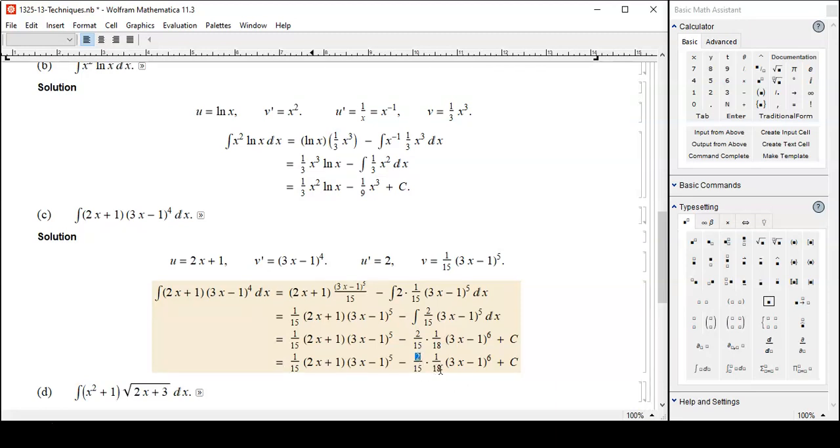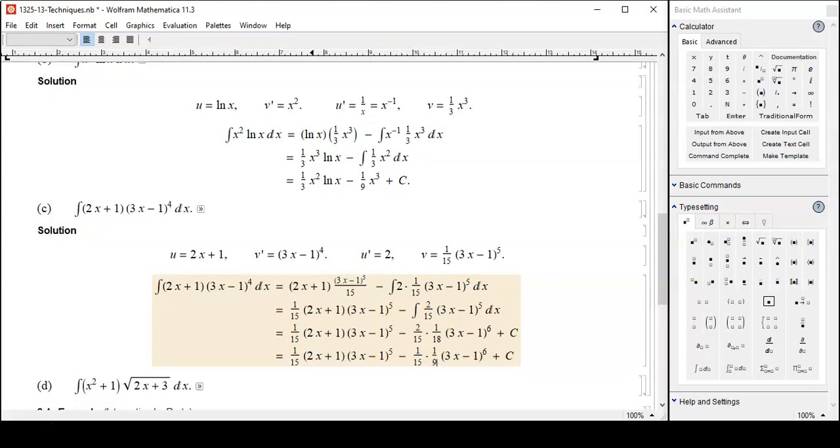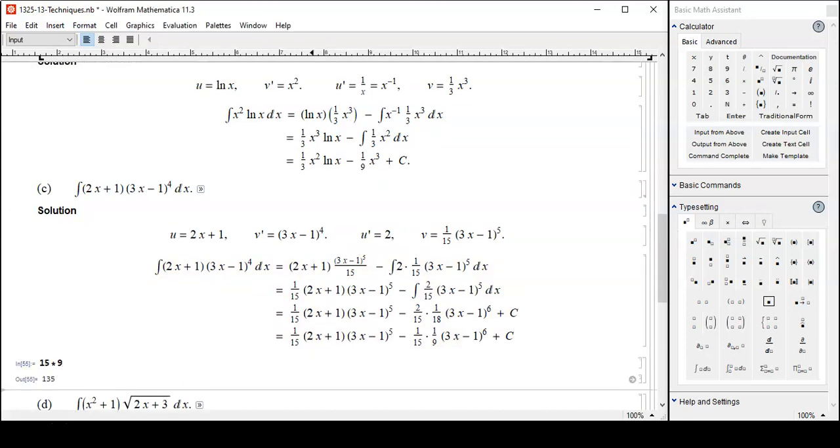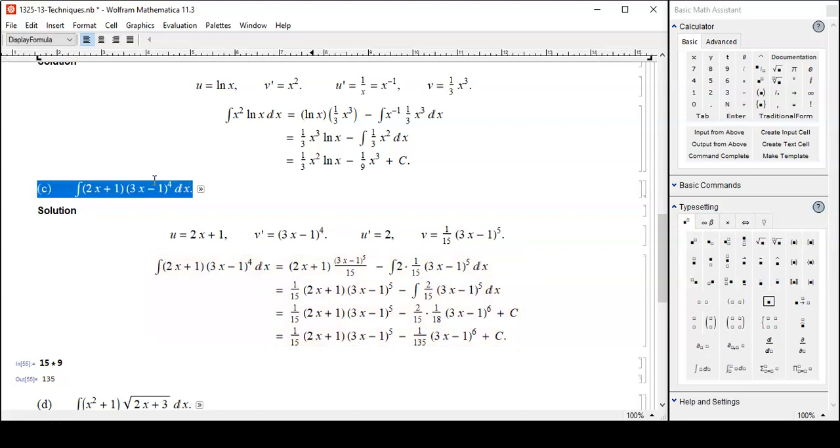2 times 2/18, so it's 9. So this is 9. And 9 times 15 is 135. Yeah, okay, 135. Looks like that's the end of the problem.